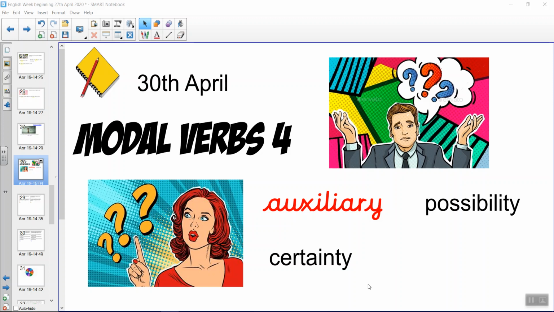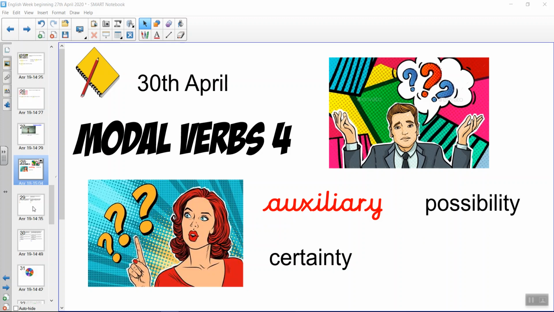Good morning, children. This is our fourth lesson on modal verbs. Remember, you'll need a notepad and a pencil. And you'll also need to listen out or look out to see if I might have made a mistake today. Modal verbs are auxiliary verbs that show us degrees of possibility or show us certainty.